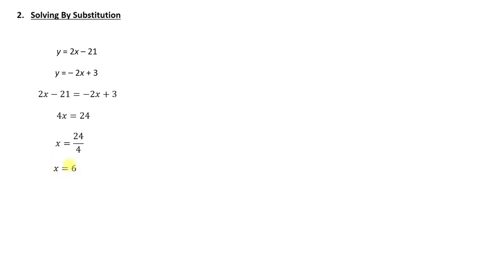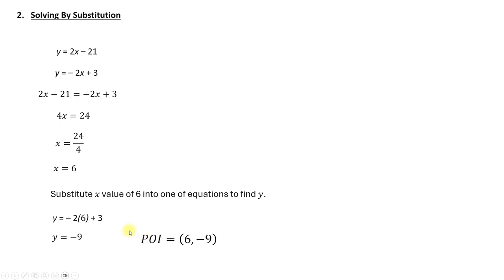Once we have one variable, in this case x, then we can substitute that variable back into either one of these equations and find out what the other variable is. So we'll take 6, we'll substitute it into this equation right here, and that will tell us what y is. And it turns out that y is -9. Therefore, our point of intersection, or our solution, is 6, -9.